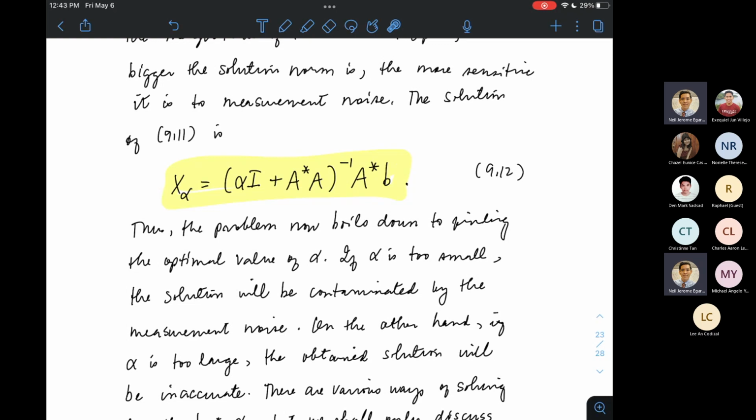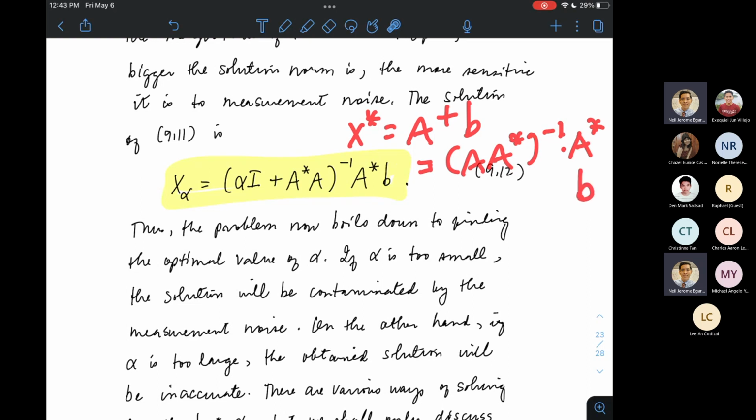Sa least square solution kasi remember meron lang tayong x star equals A pseudo inverse B, and if A star A is invertible, then this is equal to this guy times A conjugate B. All right? Kamukha siya ng solution ng normal equation. Yun nga lang, nagkaroon tayo rito ng alpha I.